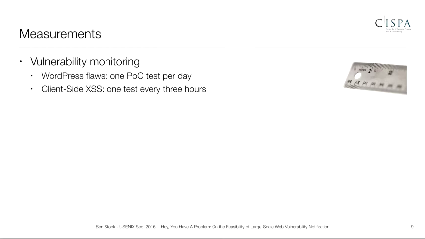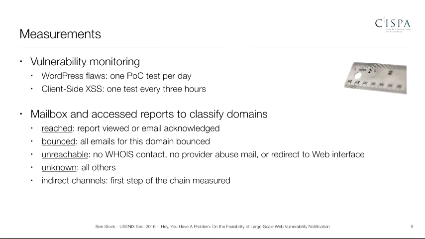On top of that, we looked at the mailbox that we used to send the reports, as well as then the log files from the report interface to classify each domain into one of the following 4 states. Reached means either somebody responded to our email saying, yes, we got your message, or they viewed a report on the web interface. Bounced means all emails that we sent to that domain bounced. That is, for example, for the generic channel, all 4 email addresses didn't work. Unreachable could happen if, for example, for a given domain, there is no whois information, so there's no email address because it's not mandatory.